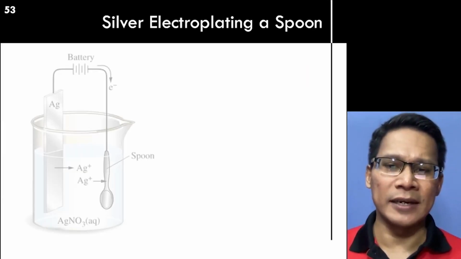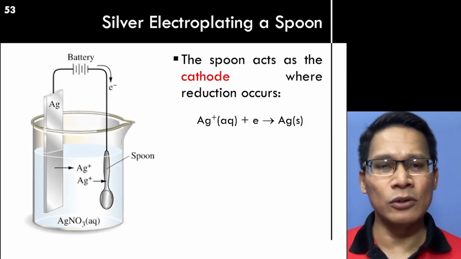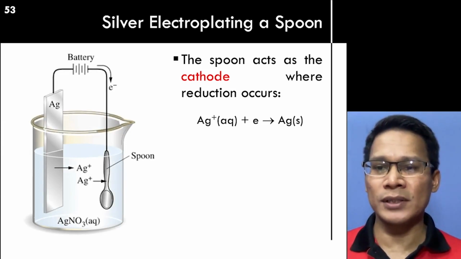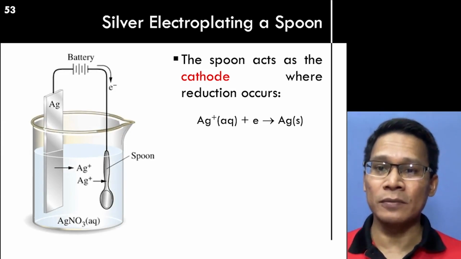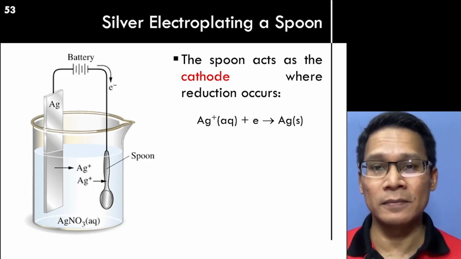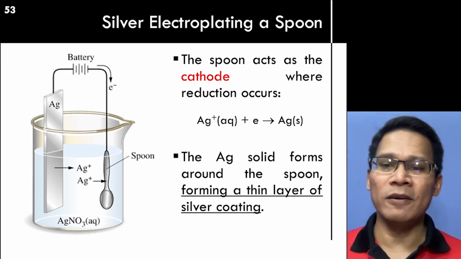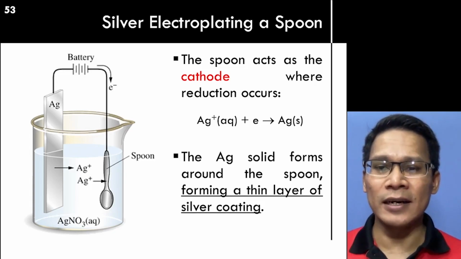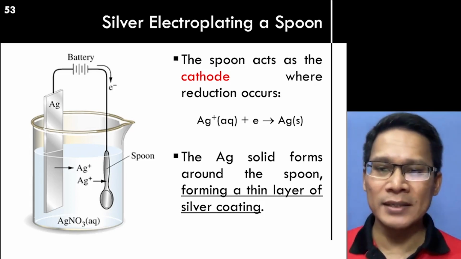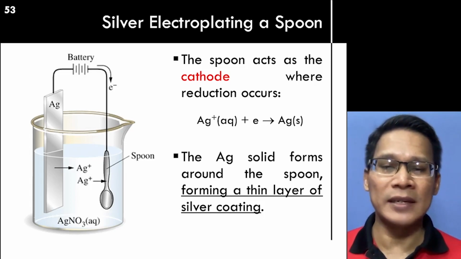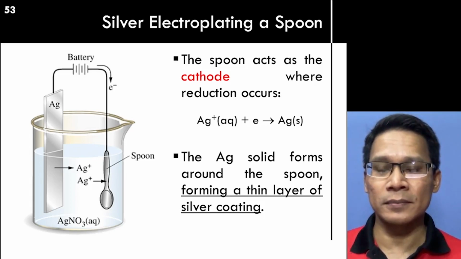At the cathode side, the silver ions in the solution receive electrons and undergo reduction to form silver metal. This silver metal will form a thin layer around the spoon. Take note, however, only the part of the spoon that is immersed in the solution will have this silver coating.